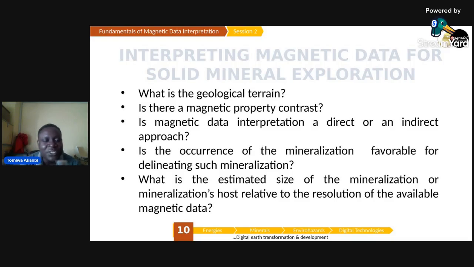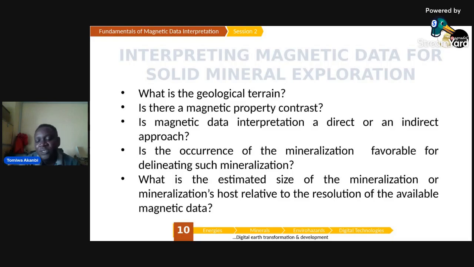So those are the questions that you need to ask yourself. Are the veins that you are targeting on the field thin? Are they wide? If they are wide, how wide are they? Are they long? Are they elongated? If they are elongated, how elongated are they?